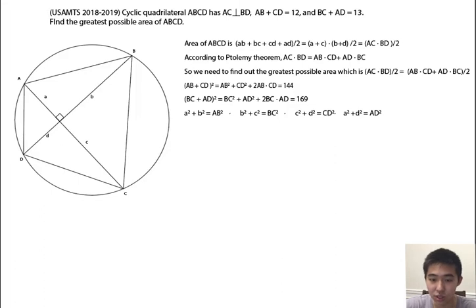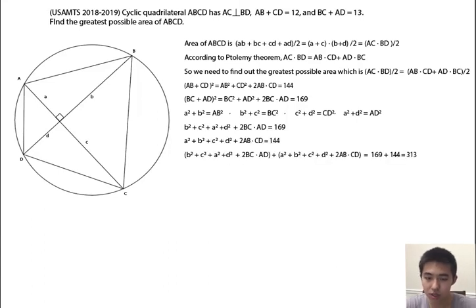If we plug this into the previous two equations, then we have b squared plus c squared plus a squared plus d squared plus 2 times BC times AD is equal to 169, and a squared plus b squared plus c squared plus d squared plus 2 times AB times CD is equal to 144. Adding these two equations, we get 2 times (a squared plus b squared plus c squared plus d squared) plus 2 times (AB times CD plus AD times BC) is equal to 313. Notice that the second term is just 4 times the area of the quadrilateral that we want to find. So in order to maximize the area, we want to minimize the other term, which is the sum of the four squares.